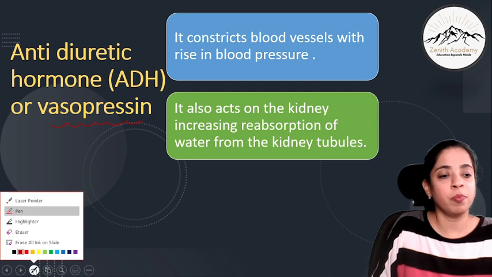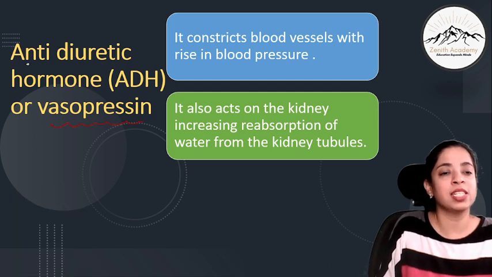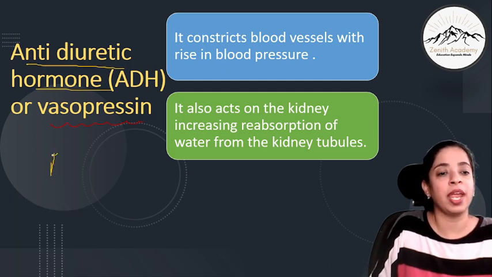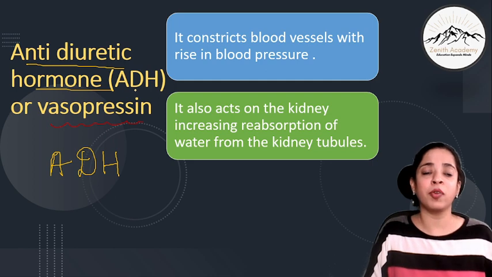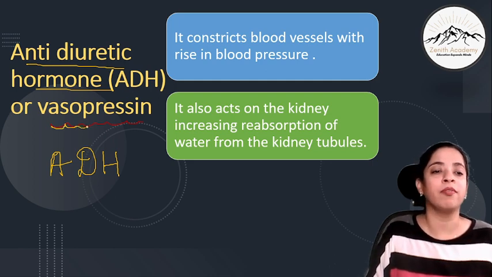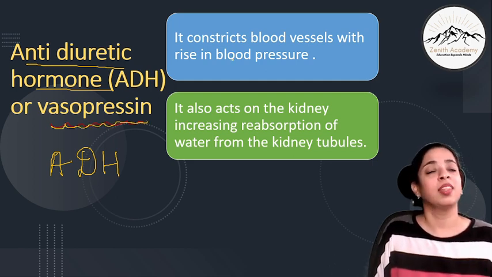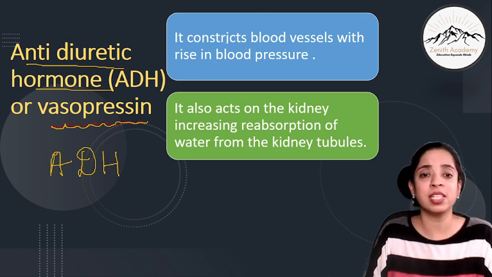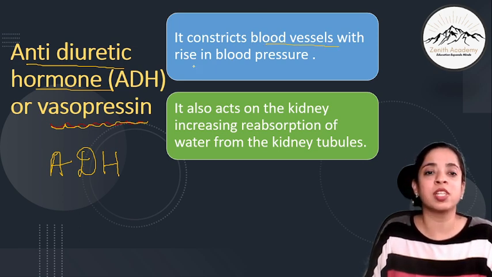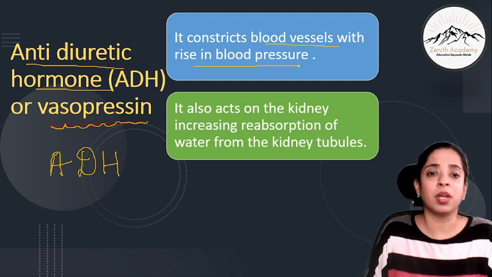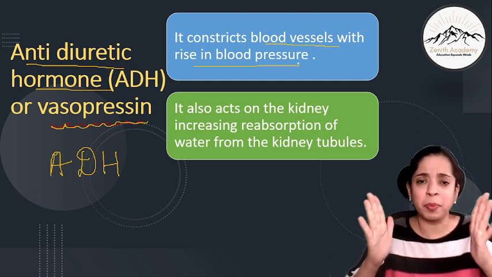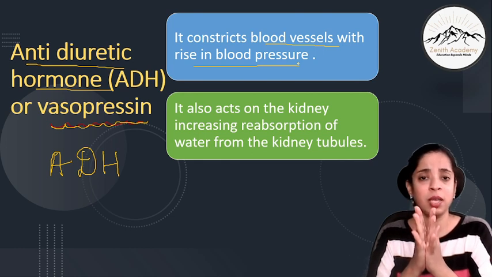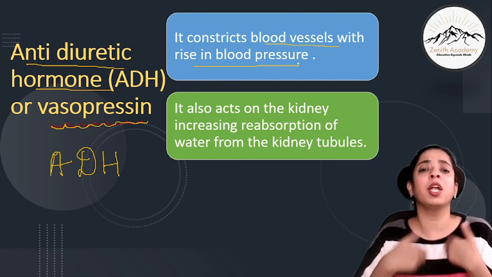Vasopressin is also known as antidiuretic hormone, ADH. So you have to learn both the names. You can say it either antidiuretic hormone or more commonly vasopressin. There are two major functions. First is it constricts the blood vessels with rise in the blood pressure. So what does it do? It constricts the blood vessels. It presses the blood vessels. So what happens? The blood pressure will increase.